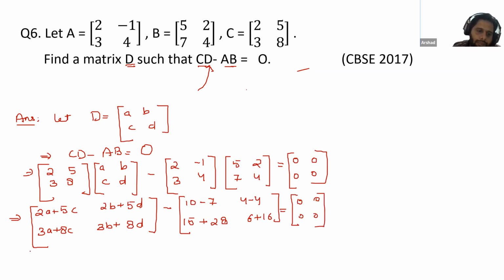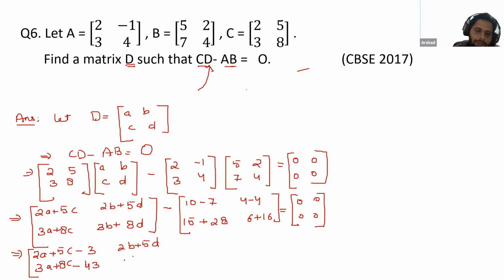After this, subtract these two, so you will get 2A plus 5C minus 10 minus 7 is 3, so we will write 3 here. Then 2B plus 5D, then we have a 0 here. Then 3A plus 8C, then 15 plus 28. So this will give you 43 minus 43.